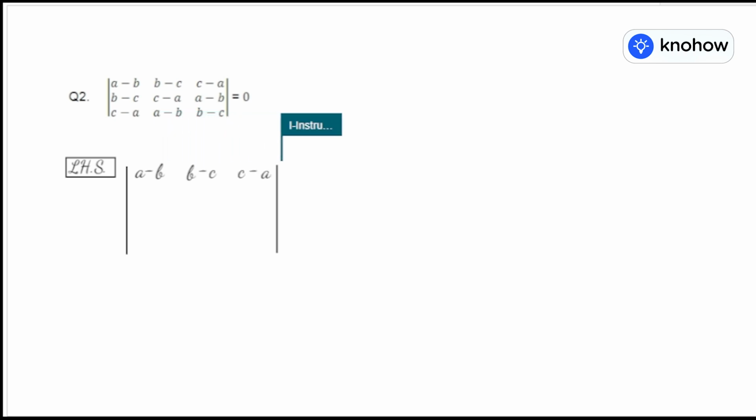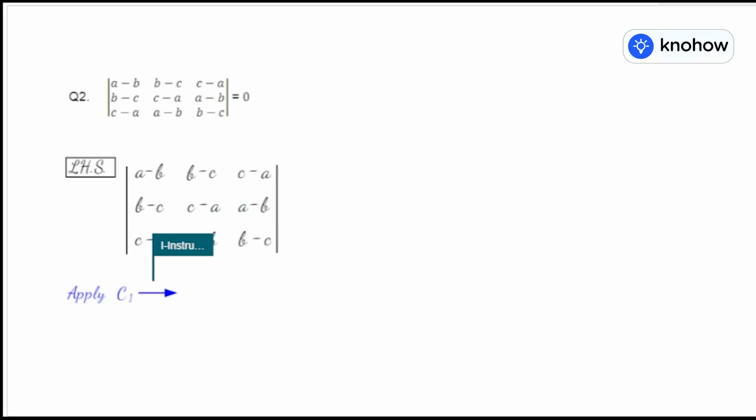That of the second are b minus c, c minus a, a minus b, and the third are c minus a, a minus b, b minus c. If we add the elements in the first row, a minus b plus b minus c plus c minus a will give you 0. To add the elements, we should replace C1 by C1 plus C2 plus C3. So when you add all three to C1, what do you get?